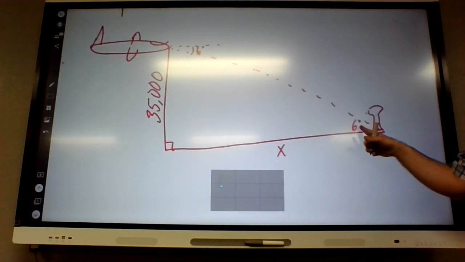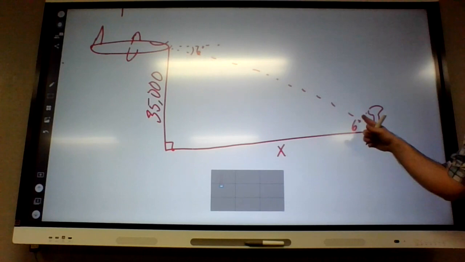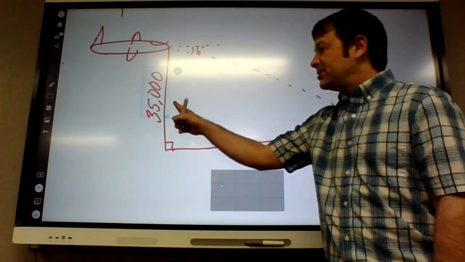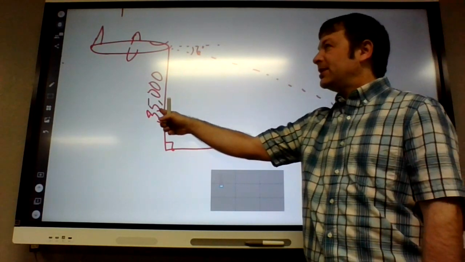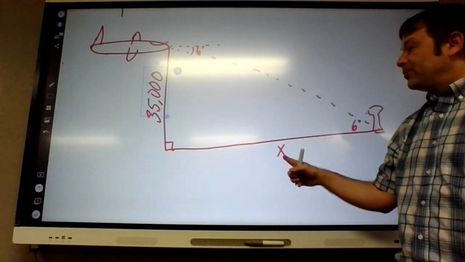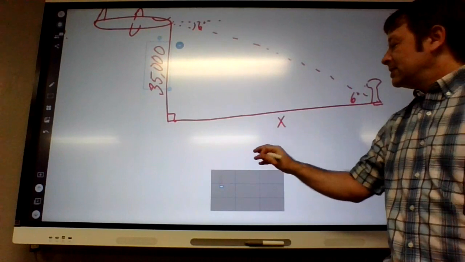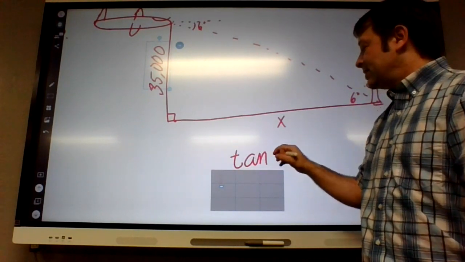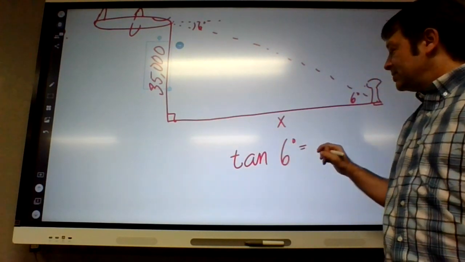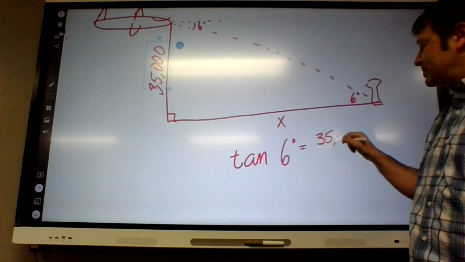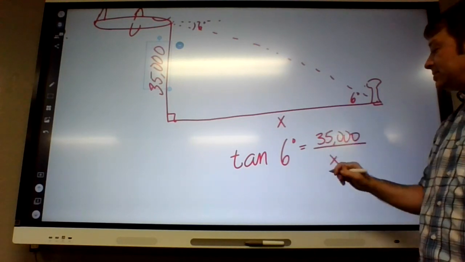Relative to this angle, 6 degrees, what 2 sides are we dealing with here? This is the opposite side, and we're looking for the adjacent. Which trig function uses opposite and adjacent? Tangent. So tangent of 6 degrees should equal opposite over adjacent.